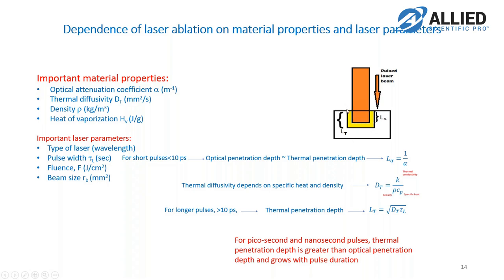So although the beam of light only penetrates up to L alpha, there is more thermal diffusion into the material. So the heat penetrates into the material up to the depth LT, which is bigger than L alpha. And LT actually is a function of the thermal diffusivity and the pulse width. So square root of DT times tau L. So the longer the pulse width, the bigger would be the penetration depth LT. So for picosecond, nanosecond pulses, thermal penetration depth is greater than optical penetration depth and grows with pulse duration. So that would have an impact on the threshold fluence that you need to apply to remove that material.